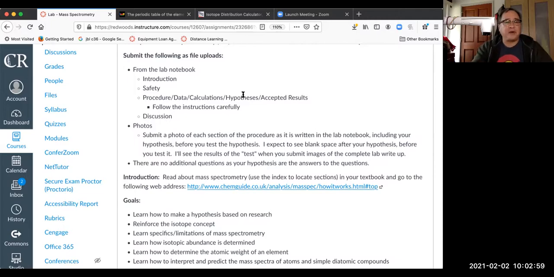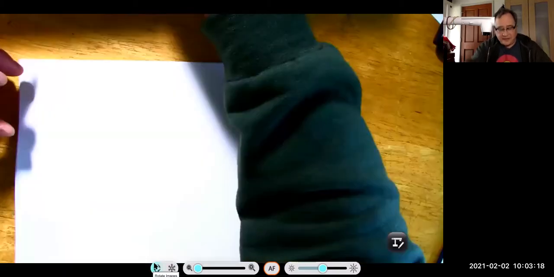So I'm going to switch my screen. Let's see, I need to do a little work on my Elmo here and rotate things. There we go.